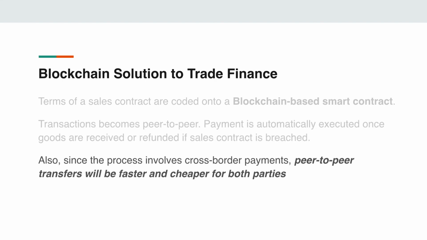Also, since this process involves cross-border payments, peer-to-peer transfers involving blockchain-based digital currencies can be employed to make the trade even faster and cheaper for both parties. That is blockchain in trade finance.